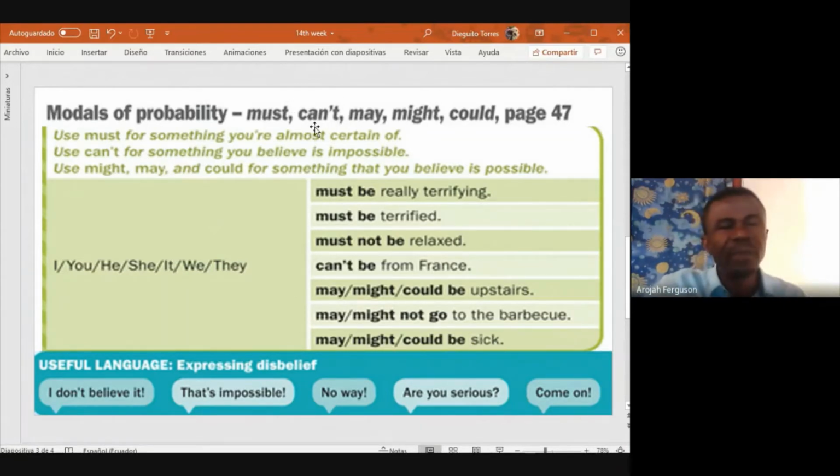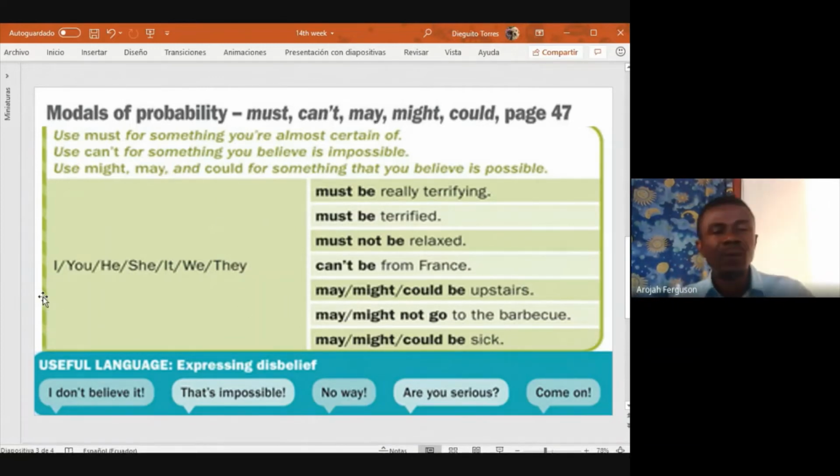So you can use can't. Then you use might, may, and could for something that you believe is possible. So these are all examples of modal verbs. We've gone through them, we've done activities, so let's just refresh our minds about it as a way of the review.